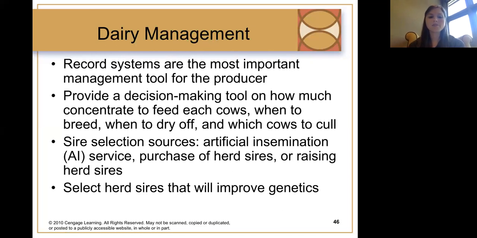like that. Sire selection sources include artificial insemination service, purchase of herd sires, or you could actually raise herd sires. Select herd sires that will improve your genetics. Obviously, you want to select one that has really good genetics.